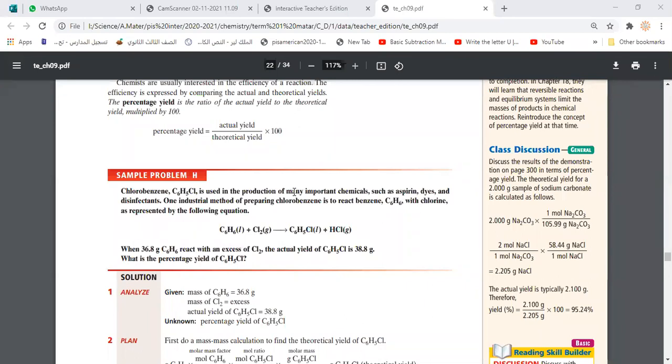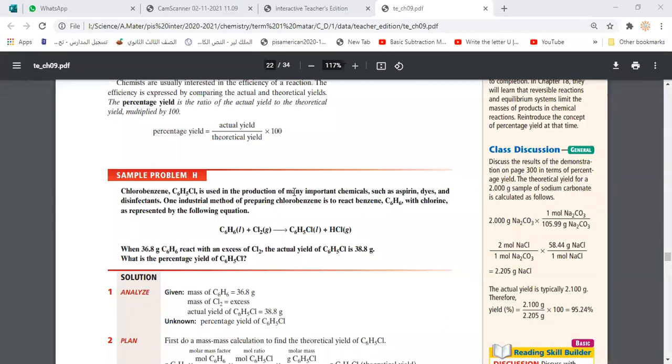It's not the full yield. That means the actual yield is the actual amount of products we get from the reaction. For example, it's like 85%. It is always less than the theoretical yield, because the theoretical yield is the amount of products we expect according to our calculations. But usually, the actual yield is not exactly like the theoretical yield. It could be the same, but usually not.